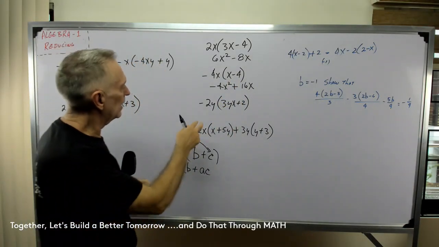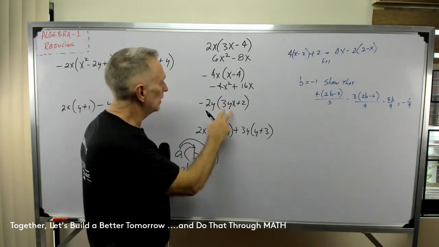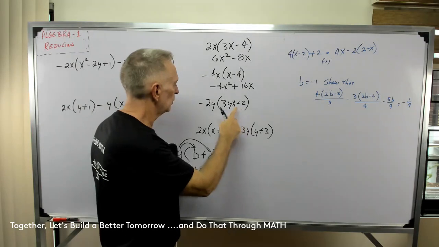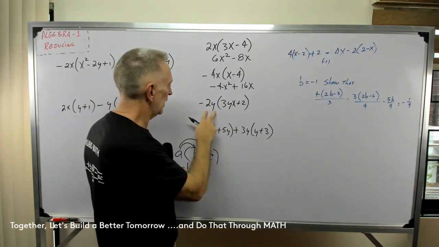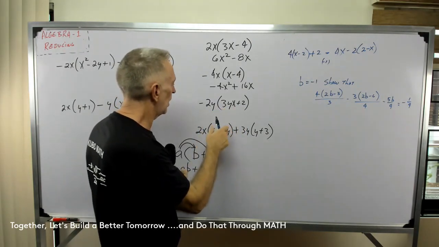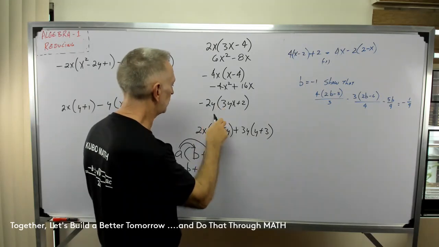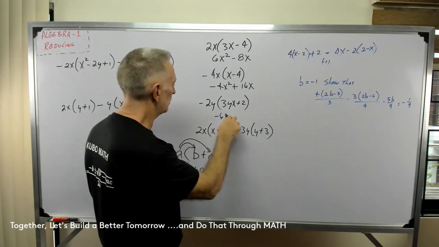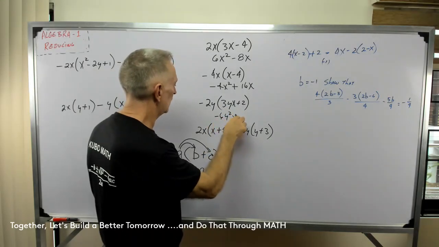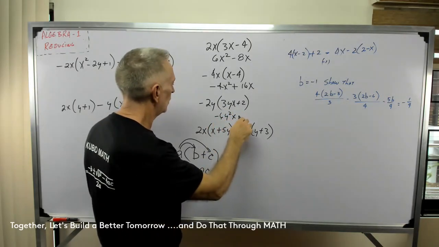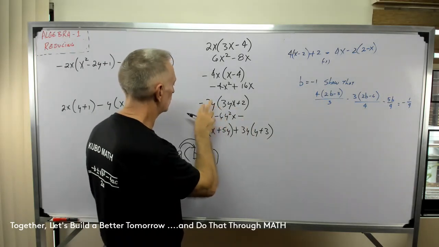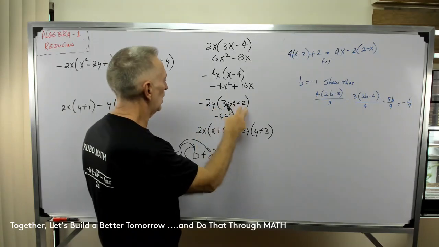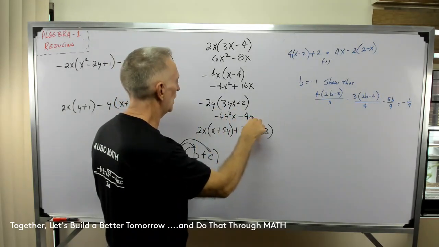Okay, now then I have negative 2y times the parentheses of 3yx plus 2. So let's take the negative 2y times 3yx. Negative 2 times 3 gives me a negative 6. Y times y gives me y squared. And then there's x. Okay. Minus, because I have negative times positive gives me a negative, 2y times 2, which is 4y.